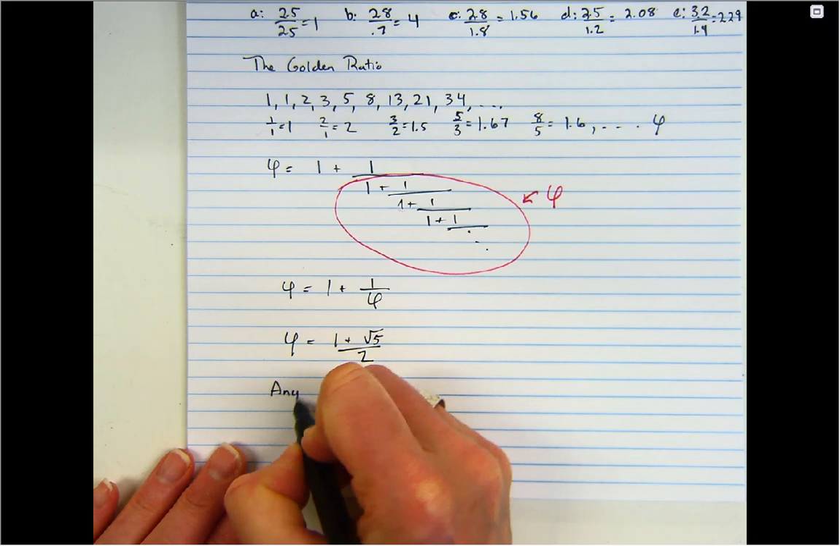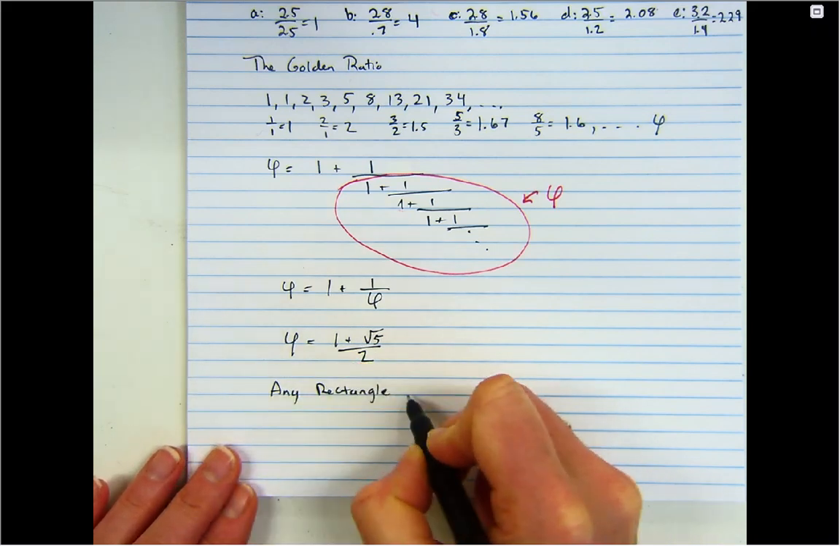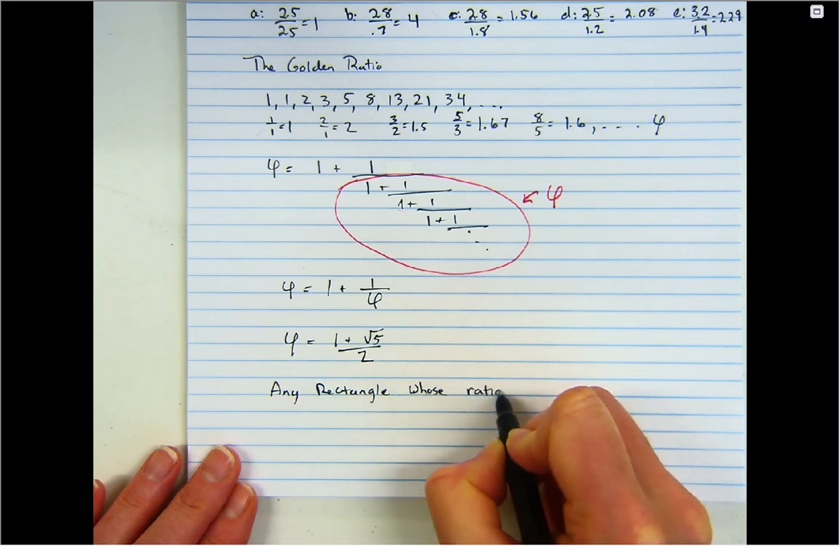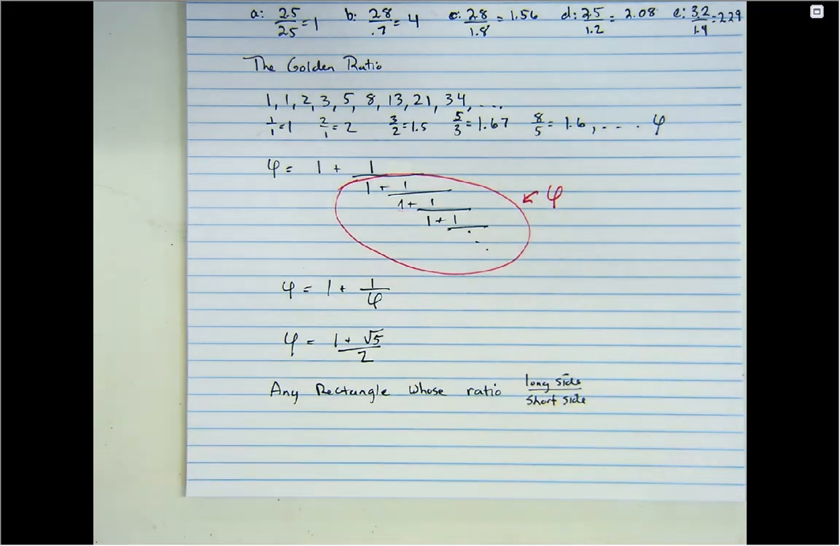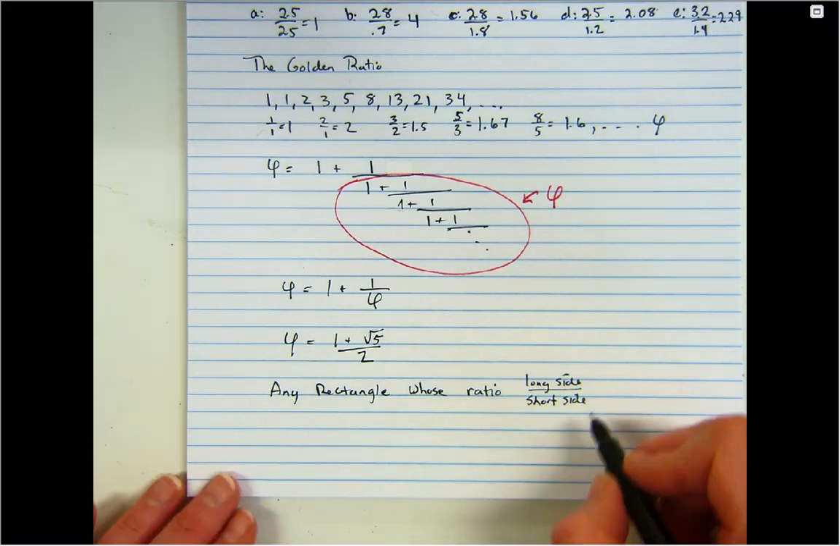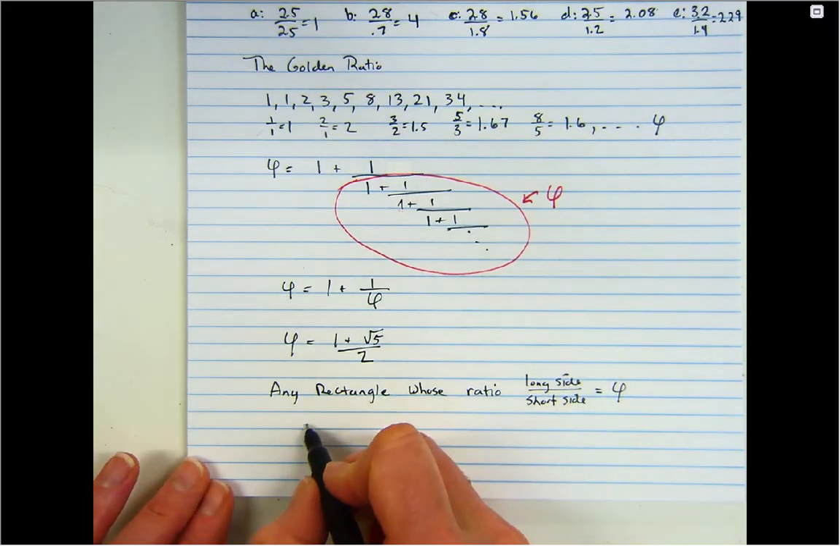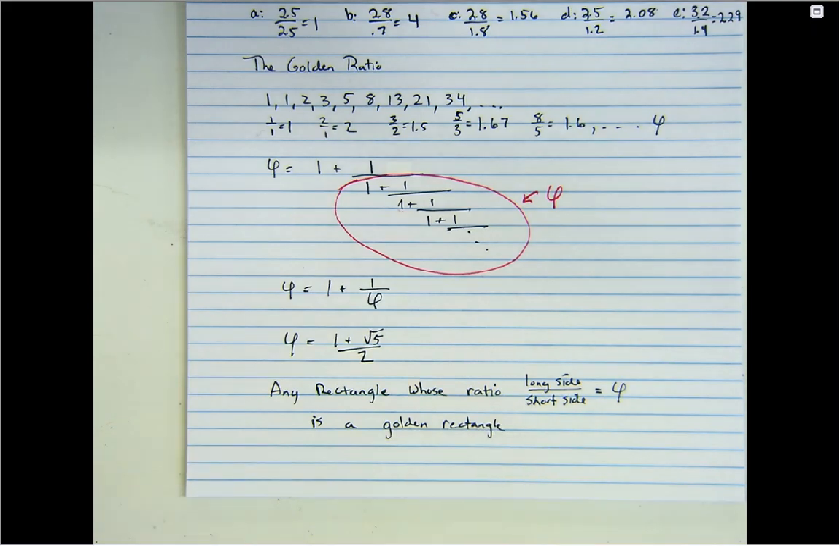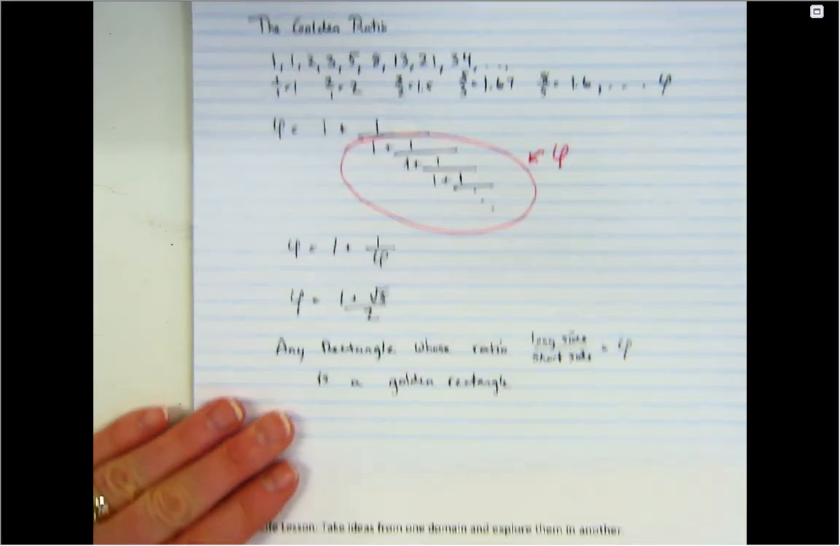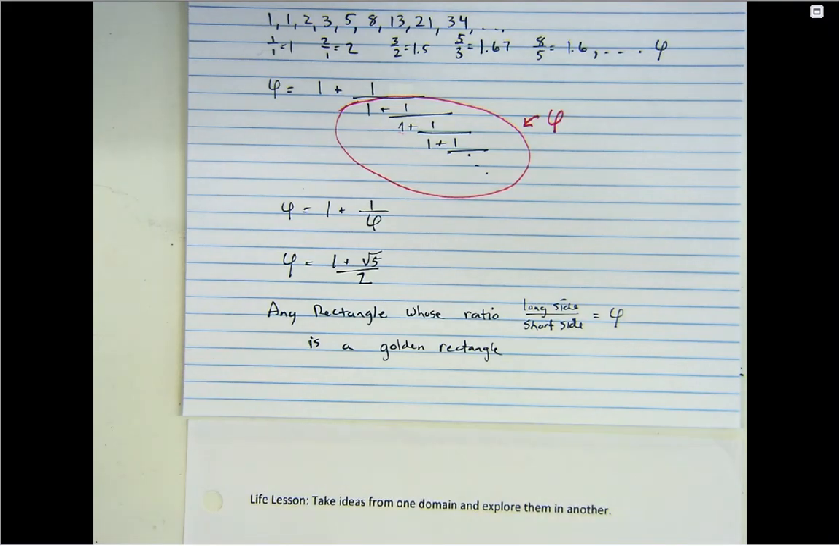So any rectangle whose ratio of long side to short side comes out to equal phi is a golden rectangle. So golden rectangles have had an appeal for many people over the centuries, including artists and architects. Our life lesson in this section is to take ideas from one domain and explore them in another. So we're exploring a math idea of a golden ratio in the world of art.